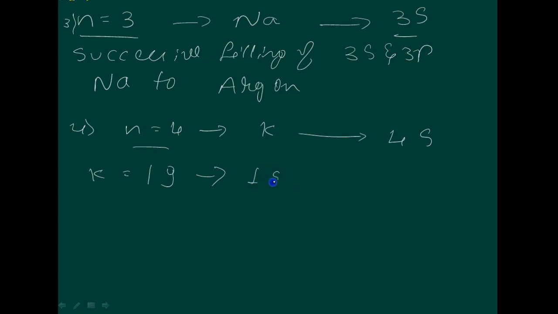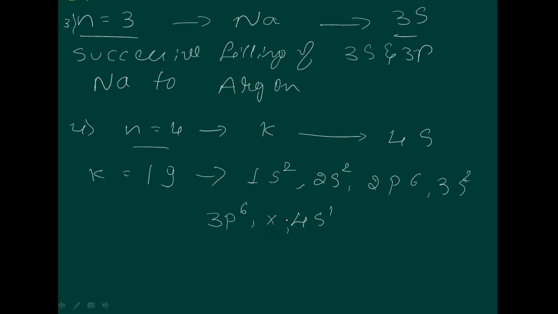That is 1s square, 2s square, then 2p6, next 3s square, and you are writing 3p6. After that you are writing 4s power 1. You don't write 3d here; you are not filling the 3d.